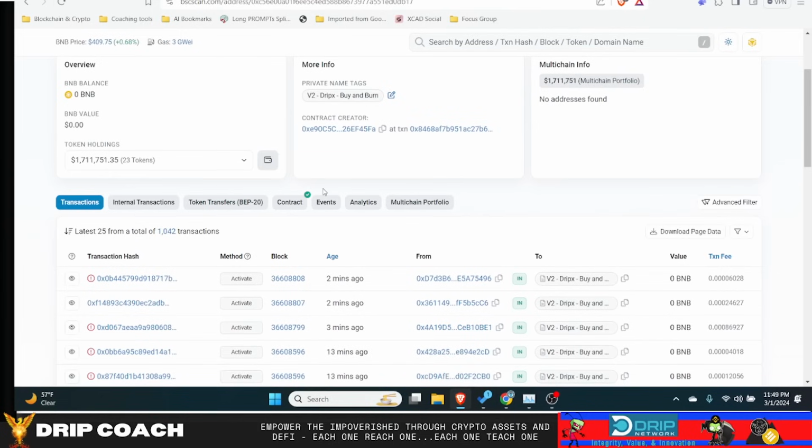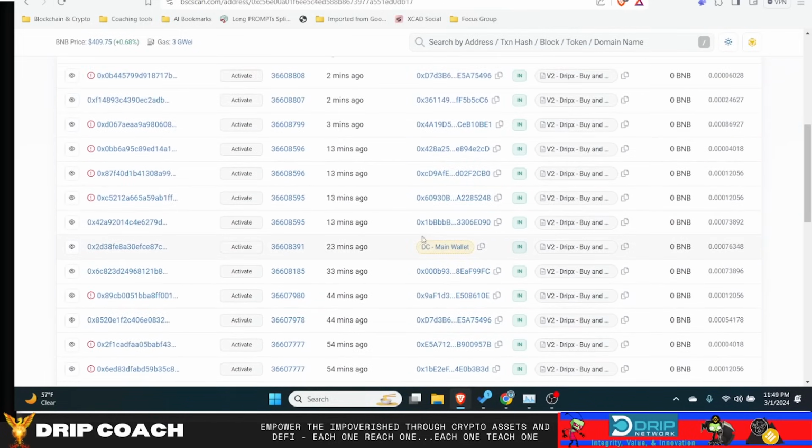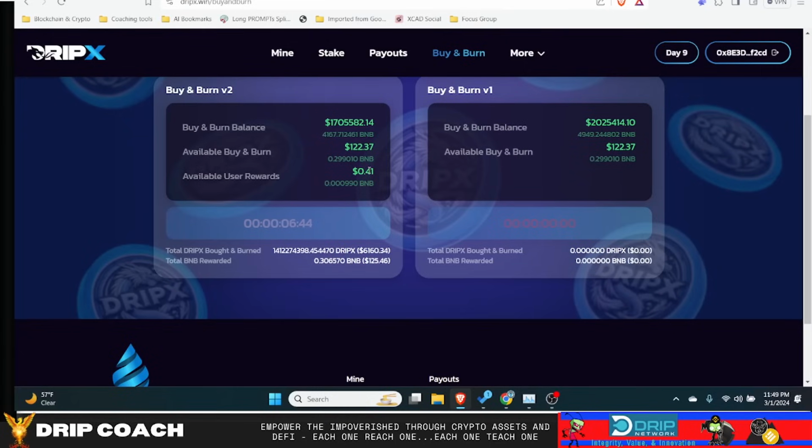Let's go ahead and refresh this. Because other people have called it since then, or tried to call it. So these, I think, might have been bots or whatever. So I was able to actually get through, because you have to use the PancakeSwap RPC. So when I called this transaction, it cost me, you can see down here, 31 cents in gas, and I was rewarded a whopping 41 cents.